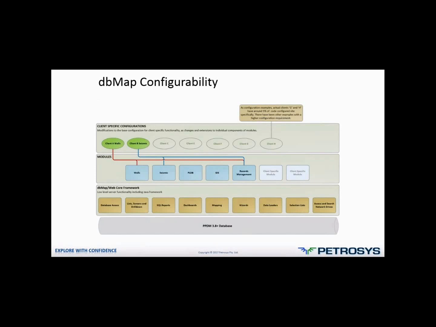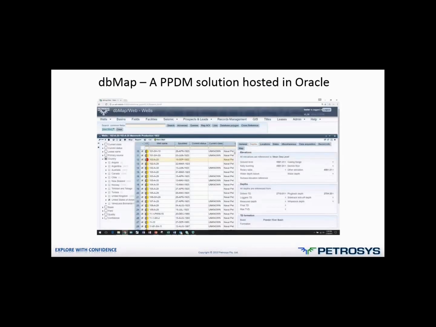So client A, for example, might only be interested in a well master repository with a records management component, whereas client B might just be interested in a seismic data repository with records management. So you would only take the modules that you require for your work. So I'll just switch over now to the demo. This is the interface that we'll see. So I'll just change screens. This is our opening interface. I've logged in as a user called Tester.